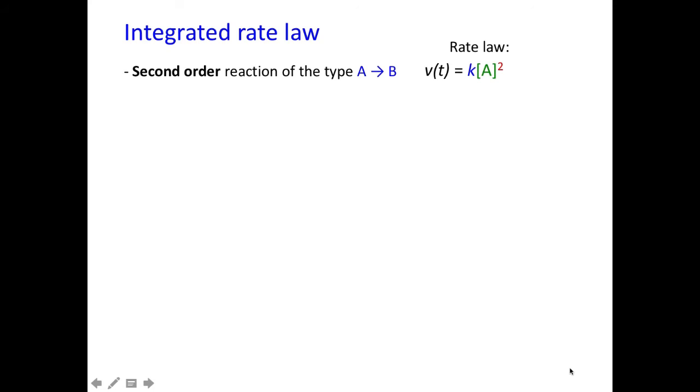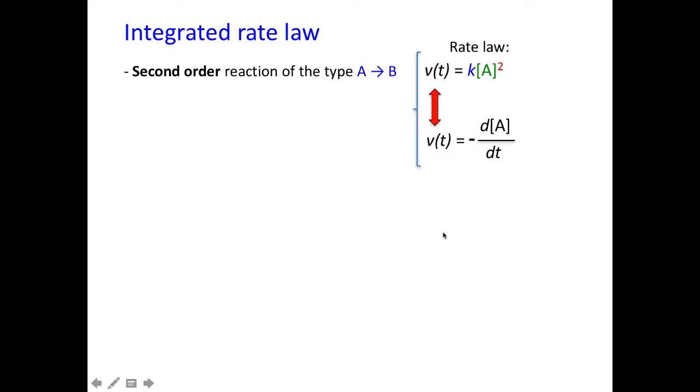Now let's derive the integrated rate law for a second order reaction. Let's assume a simple reaction, A gives B. In this case, the reaction rate is equal to the rate constant k multiplied by concentration of A to the power of 2, because it is a second order reaction with respect to reagent A. Now, we already know that the reaction rate is also given by minus the consumption rate of reagent A. We just need to equate both rates to get this expression here.